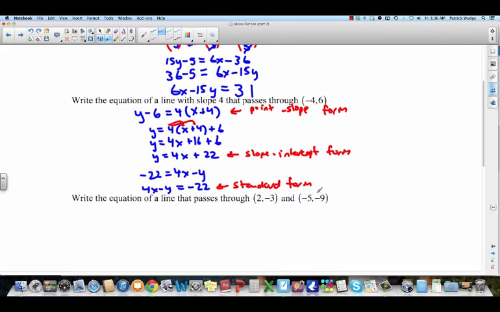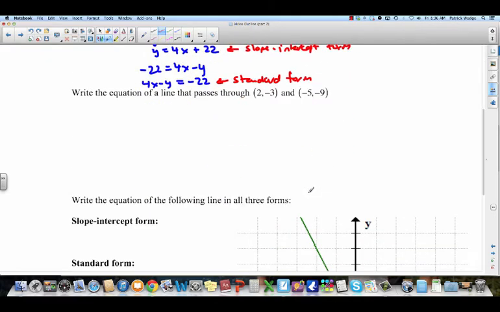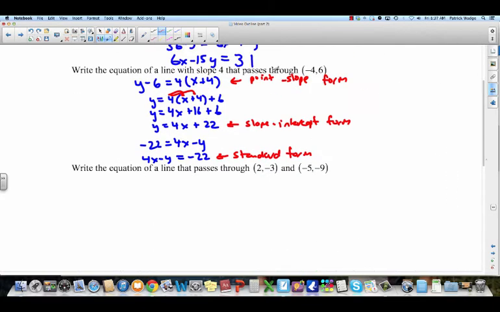Great. Next question, almost the same thing, except this time you have to write the equation of a line that passes through these 2 points. What's the difference between this question and this question? In this first question you know the slope, and in this one you don't know the slope. Guess what you're going to do first? You're going to find the slope. So you have to use the slope formula that you haven't used in a little while here, but remember slope, m, equals change in y over change in x.